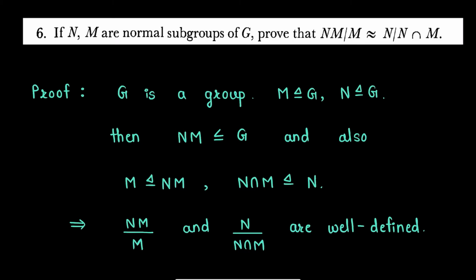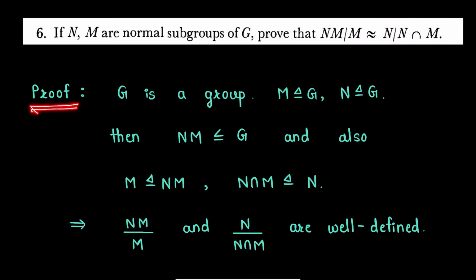Hello friends, in this video I am going to solve an exercise question from the book Topics in Algebra. The question is: if N and M are normal subgroups of G, prove that the quotient group NM over M is isomorphic to the quotient group N over N intersection M.